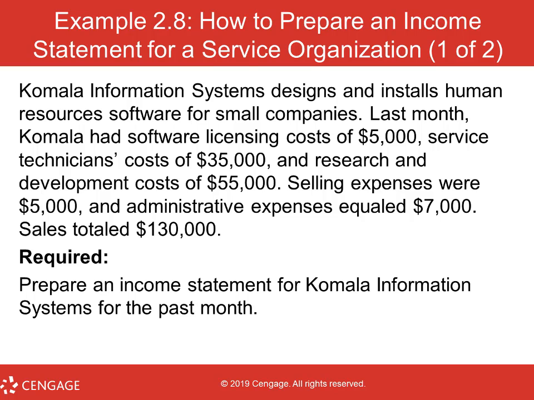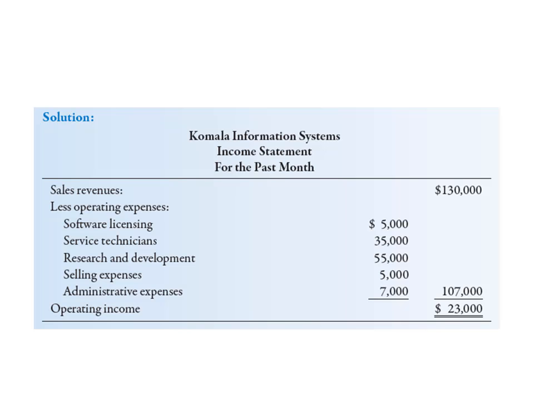Sales totaled $130,000. So looking at the first line of the income statement, we see their sales revenue of $130,000. All income statements follow the same order where revenue is listed first before expenses. We take the revenue, we subtract all of the operating expenses, and then we end up with an operating income of $23,000 for the month of May.